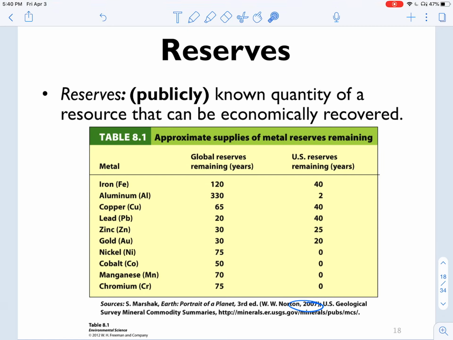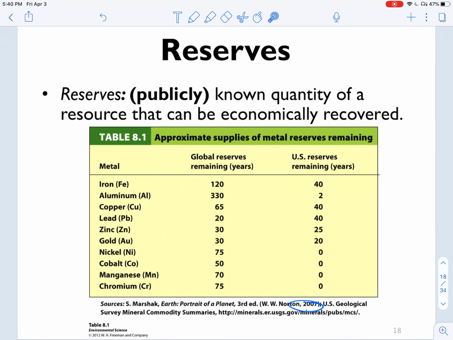And notice down here, there are 4 elements, 4 metals, nickel, cobalt, magnesium, and chromium. The US doesn't have any left. We don't have any known public reserves of nickel, cobalt, magnesium, or chromium. So any of these we have to import from other countries. A lot of economic and political ramifications for the uneven distribution of resources around the world.